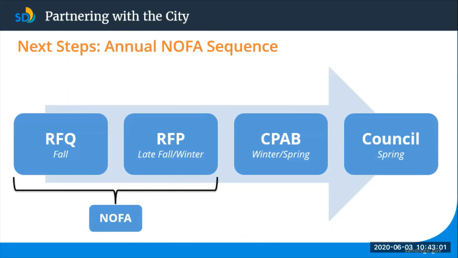Then we go into the request for proposals process, which usually concludes around December, January timeframe. Then we submit all qualified applications to our Consolidated Plan Advisory Board. They're a board of volunteers, 9 members, 1 from each council district. They read and score every single application based on the scoring criteria. Those scores are ranked in descending order, and then funding recommendations are made based on those ranks.